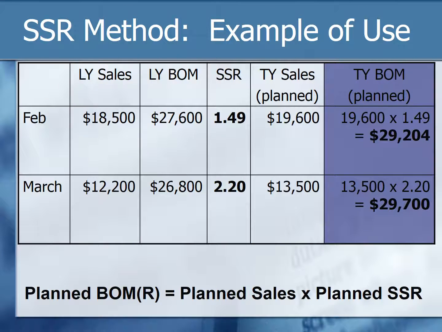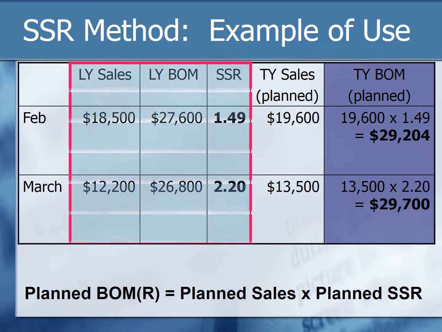So when we utilize this SSR to plan our BOMs, the way we use the SSR method of stock planning is like this. First, we will look at last year's SSR. For example, let's say in February last year's sales was 18,500 and last year's BOM was 27,600. Given these two numbers, we can calculate the SSR. SSR is BOM divided by sales, right? So SSR is calculated as 1.49. We can do the same thing for March.